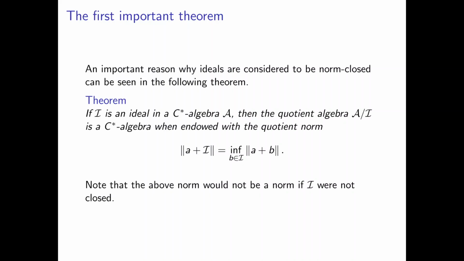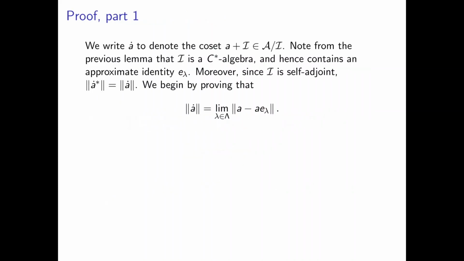So let's look at how we actually prove this theorem. And the first thing we do is we establish some notation. So we write A dot here to denote the coset A plus I, which is of course in the quotient. And note from the previous lemma that this ideal is actually a C-star algebra because it was self-adjoint, so this set B, which was the intersection of I and I star, that was the C-star algebra, but that is simply I here. So it's a C-star algebra, and hence it contains an approximate identity.